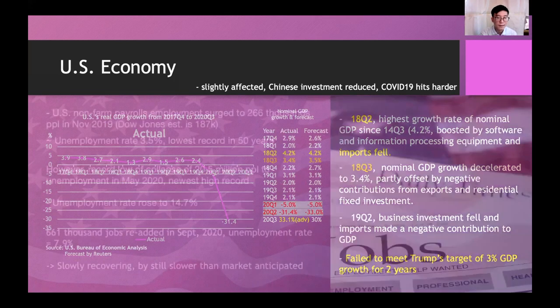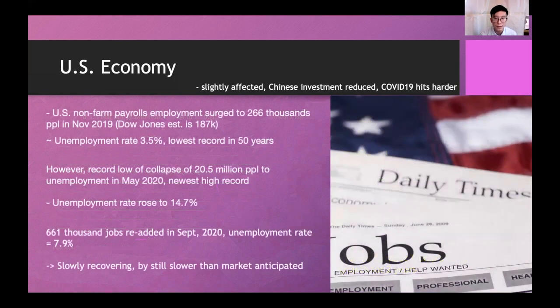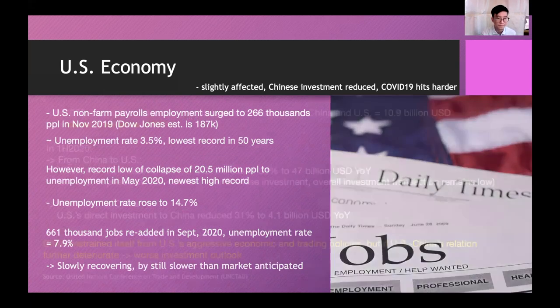Other than GDP, the US economy is only slightly affected during the trade conflicts. It's also because other figures like the non-farm payrolls surged beyond expectations, and the unemployment rate is also at its lowest record for half a century, 3.5%. Yes, again, because of COVID-19, the May 20 unemployment rate surged to 14.7%, a record high. Yet it is slowly recovering. In September 20, it's 7.9%, but it is still lower than the market anticipated. It clearly shows that COVID-19 hits the US economy harder.